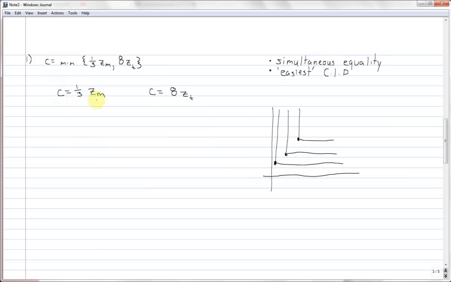Okay, so to be on the corner, then for this function, C has to equal 1/3 Zm, and C has to equal 8 Zt. Okay, so if you know that, then it's pretty straightforward to find that Zm star is 3C, and Zt star is 1/8 C.